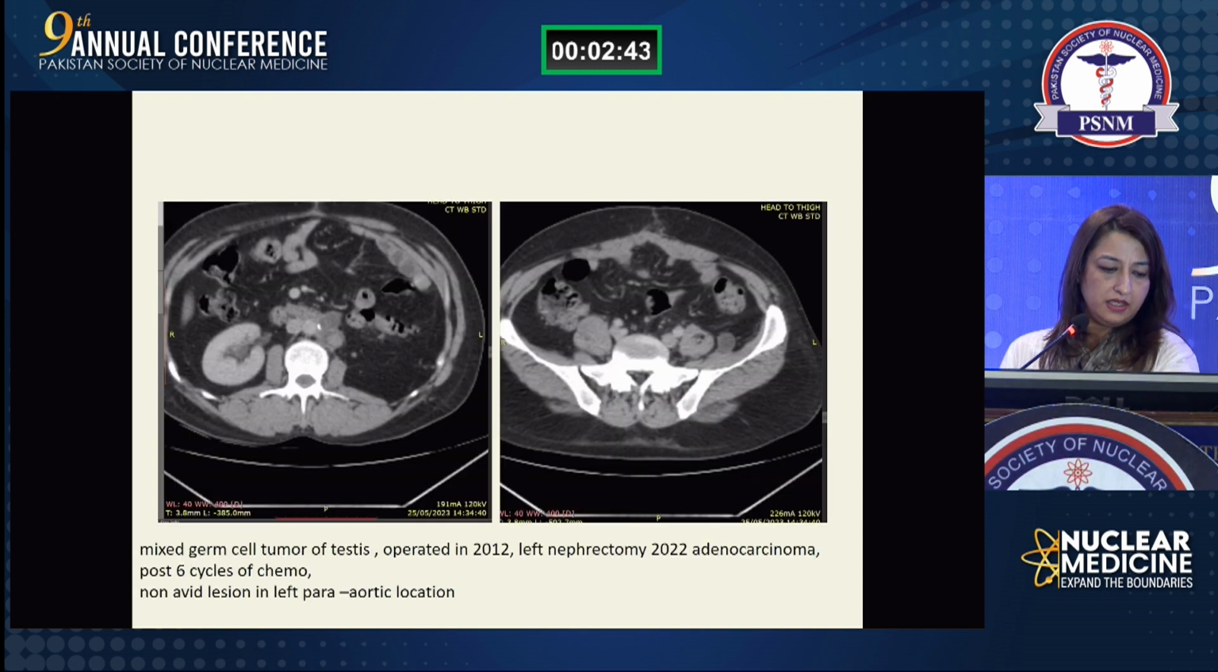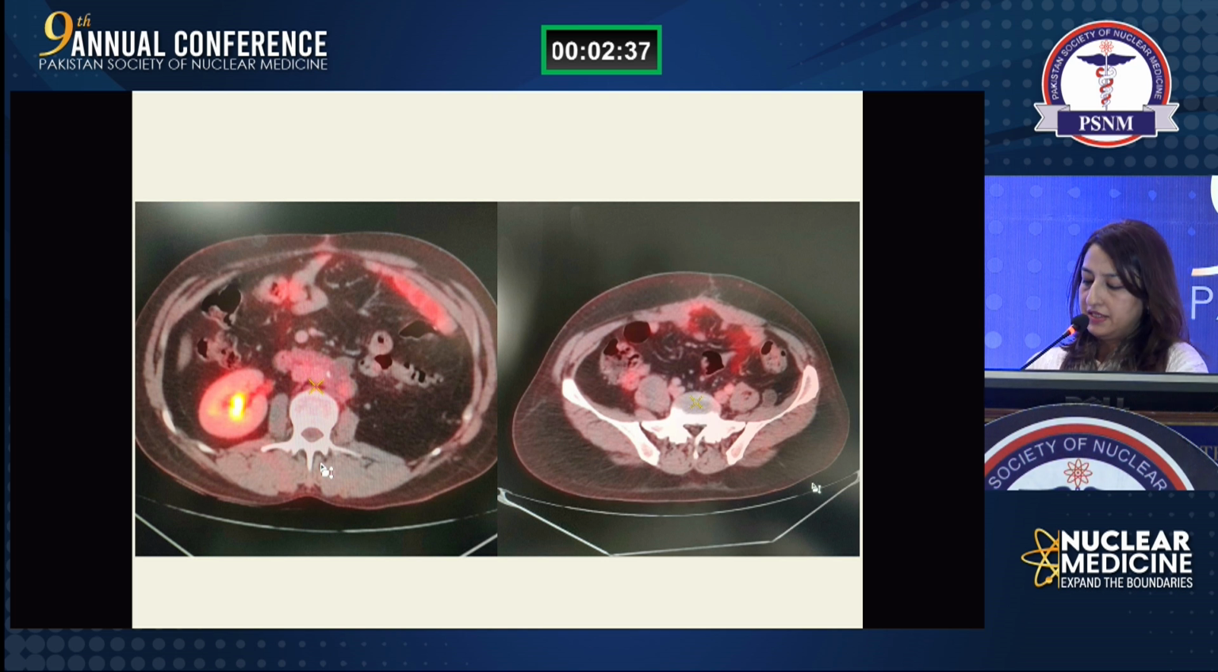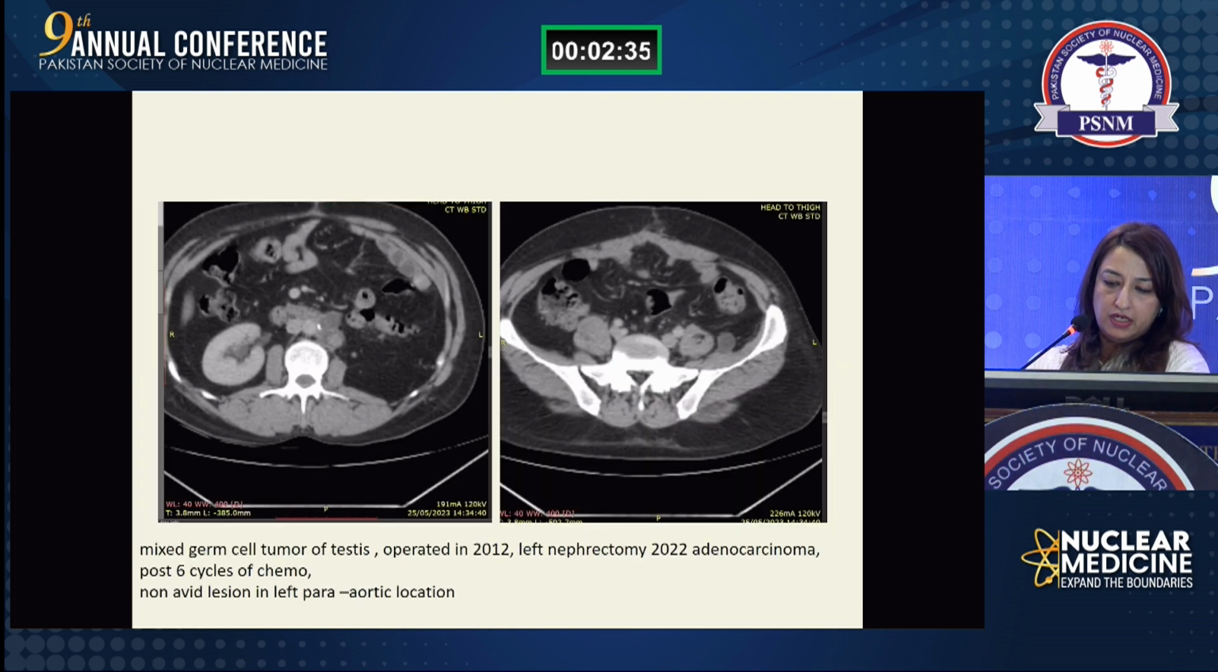Okay, this is a case of mixed germ cell tumor of testes. He was operated in 2012. Then he had a second malignancy: he had left nephrectomy for adenocarcinoma in 2022. This patient has this CT appearance. There was a cystic lesion in left paraortic location.